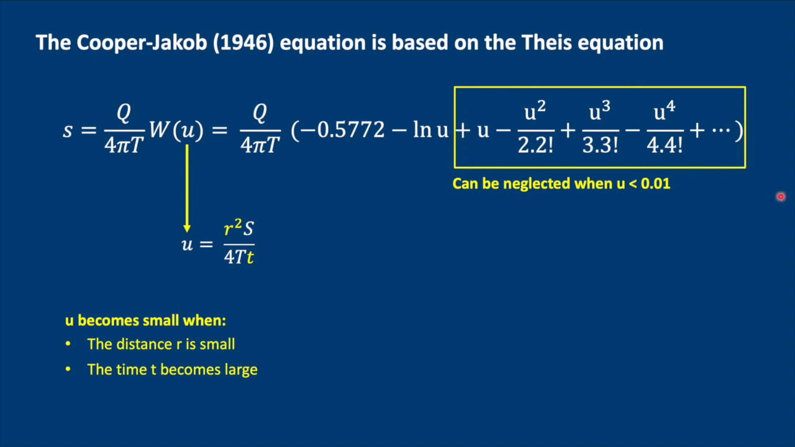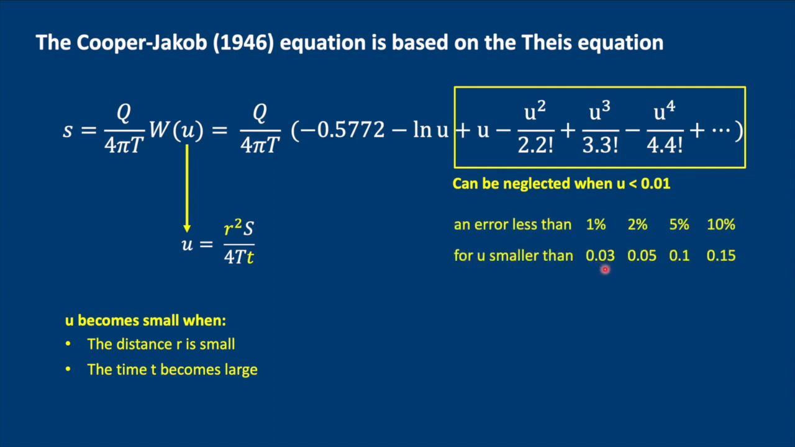Now, what happens when u is not very, very small? What happens when u is, for example, 0.03? Well, then our error is only 1%. This comes from Kruseman and de Ridder, by the way. And you can see that at higher values of u, for example 0.15, we'd have an error of 10%. Now most hydrogeologists agree that an error of 2% is quite acceptable. So what we do is, if u is less than 0.05, then we can use the Cooper-Jacob method.